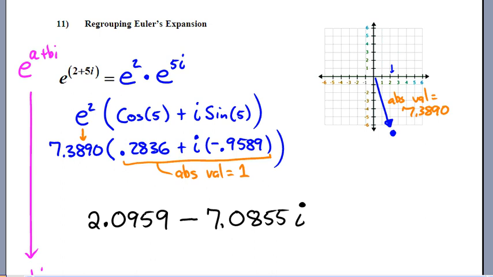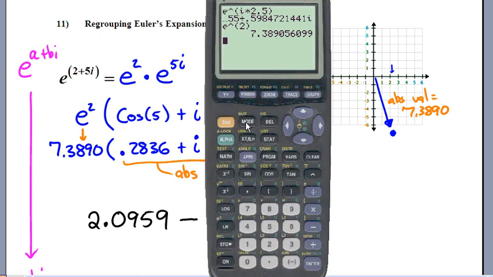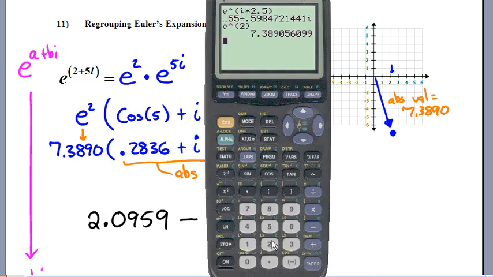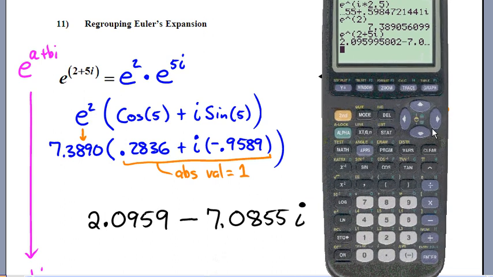And you could go to your calculator, make sure it's in a mode where it will talk to you as a plus bi, and say, just double checking, what is e to the 2 plus 5i? And it comes back with the same thing I've got. It's a cheap TI-83, so I have to scroll a little bit. 2.0959, yep. And then I scroll over, minus 7.08, and there's the i on the end. Okay, what about going the other direction?